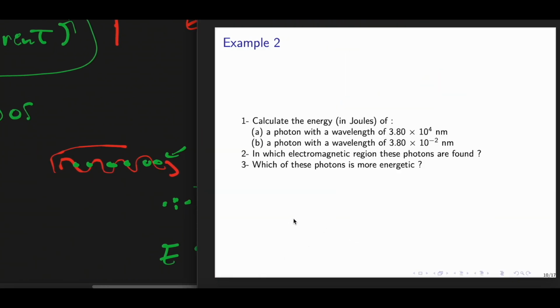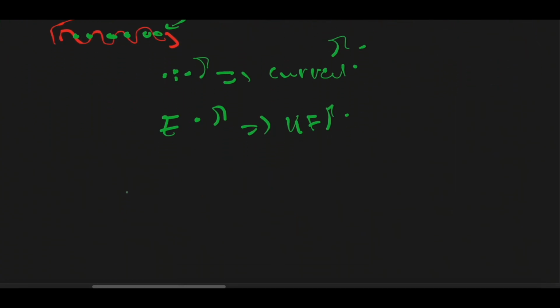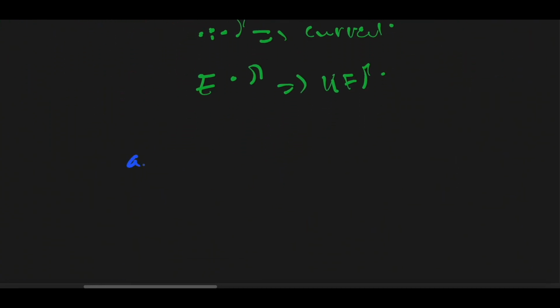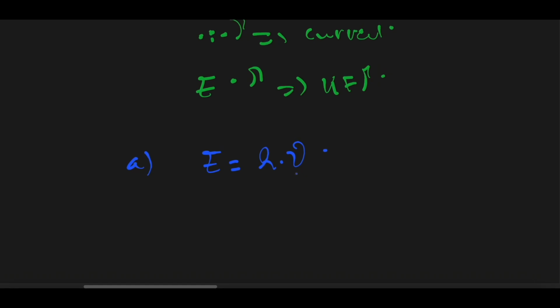Let's do example 2. Here we are asked to calculate in joules the energy of this photon with this wavelength and a second photon with this wavelength. So we have two different wavelengths, which means that we have two different energies. Let's calculate the first one, the A. So we apply the expression of E equal to h times nu. Here the h is the Planck's constant, and here we have the frequency of light.